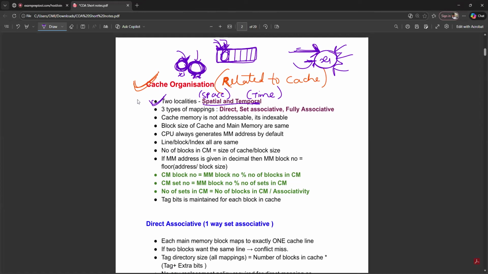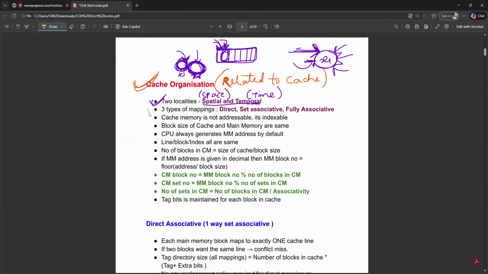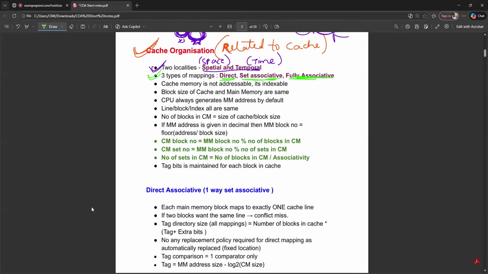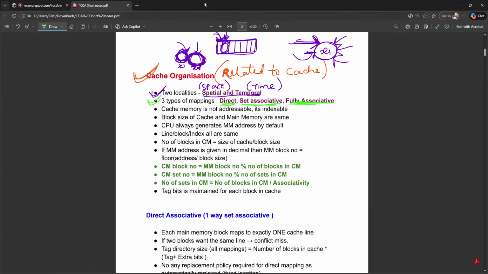Okay, so now moving to the next point, that there are three types of mapping: direct, set associative, and fully associative. Keep remembering that. I have covered it below, so no need to worry.